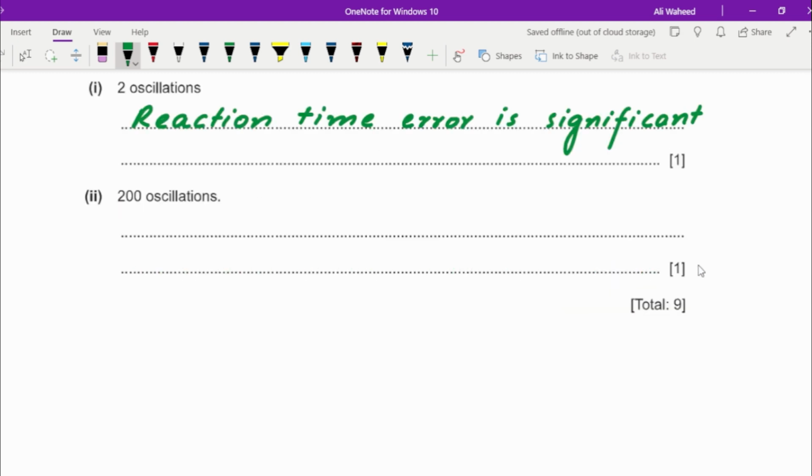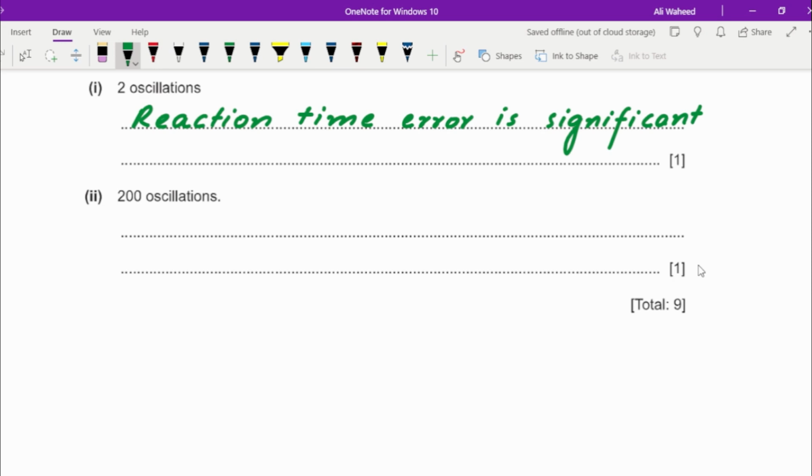And then he asks you, alright, so you're not measuring the time for a small number of oscillations, but why are you not measuring the time for 200 oscillations? That is not a small number of oscillations. So what is the problem with measuring the time for 200 oscillations and then dividing the total time by 200?